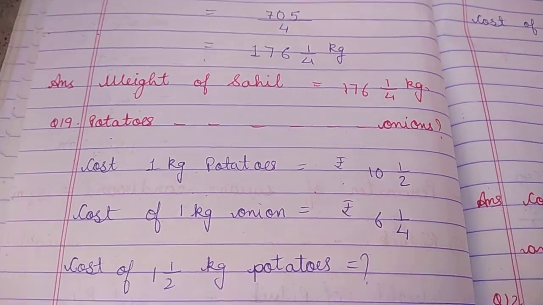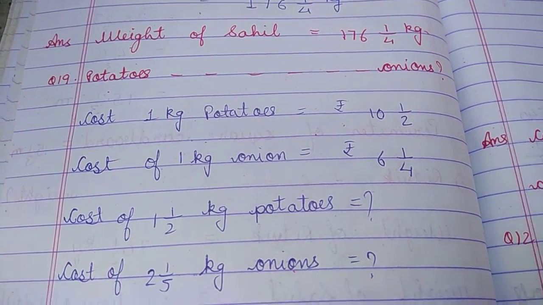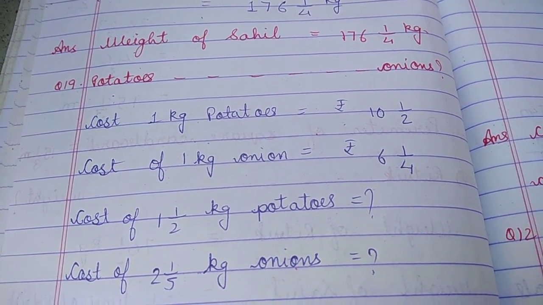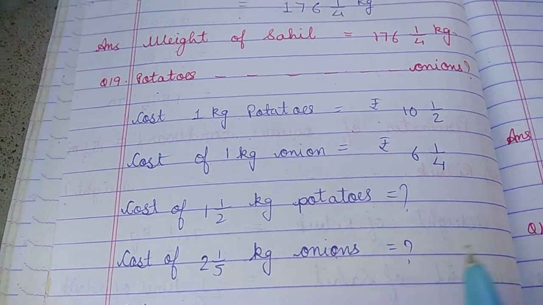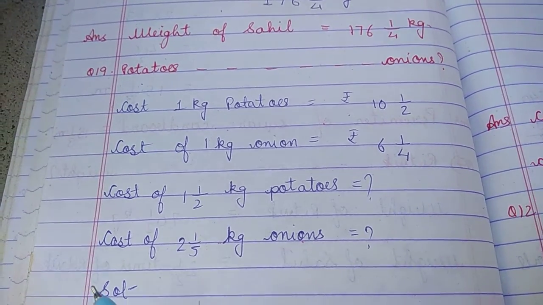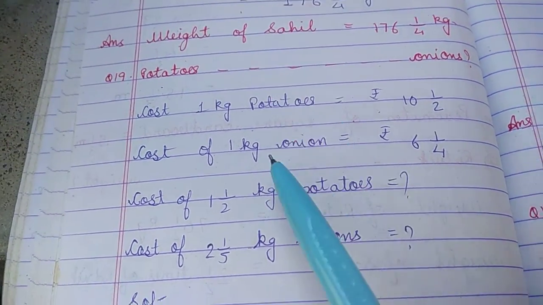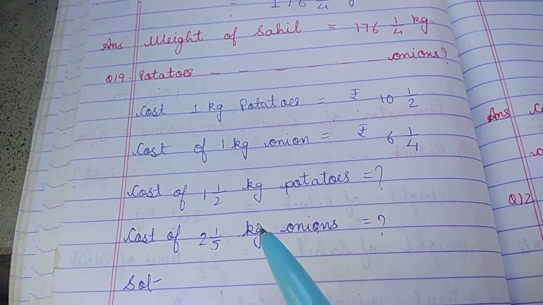Your next question is that the cost of 1 kg potato is given 10 whole 1/2 rupees. The cost of 1 kg onion is given 6 whole 1/4 rupees. You have to find the cost of 1 whole 1/2 kg of potatoes and the cost of 2 whole 1/5 kg of onions. Okay, the cost of 1 kg is given and we have to find the cost of this many kg of potato and onions.